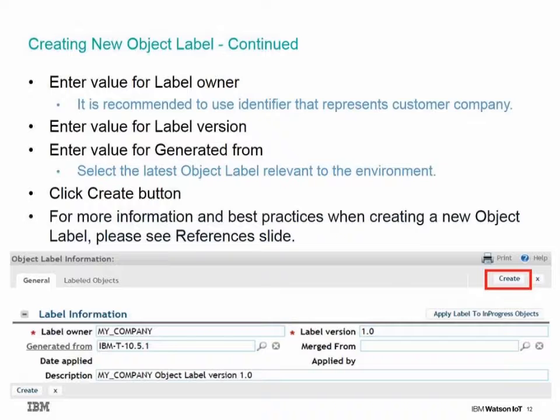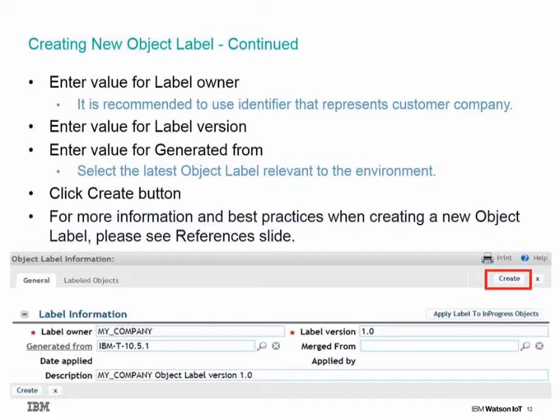Now you want to add values for the fields in the Object Label Manager definition. For the label owner, it's best practice to use an identifier that represents your company. In this example, I just put my_company, as you see in the screenshot. For label version, enter the version. It's recommended that the first version of an object label is 1.0.